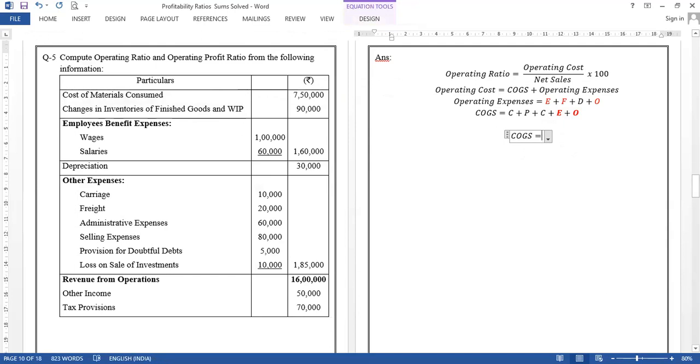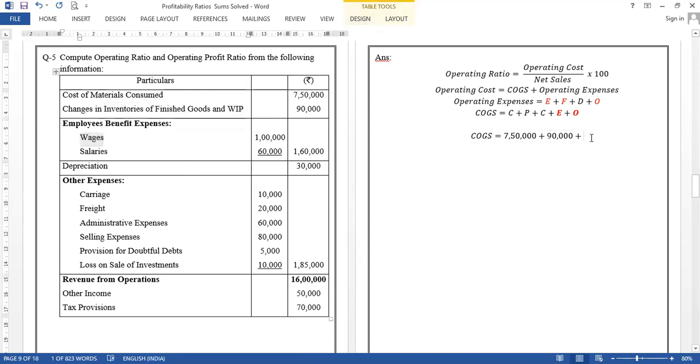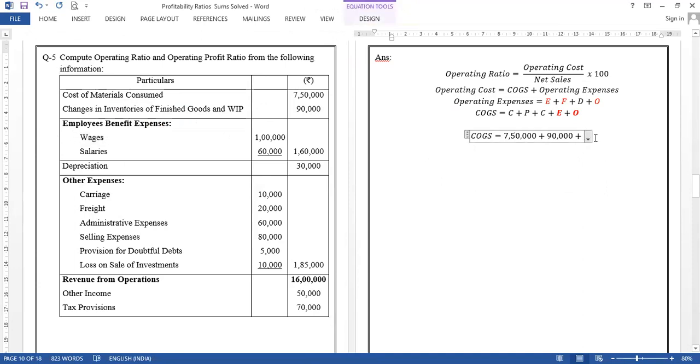Cost of material consumed can be seen as 7,50,000. Purchase of stock in trade, I don't see in the question. Changes in inventory is 90,000. Okay, so these are added. Now employee benefit expenses. In employee benefit expenses, we can see that wages is there. So I need to include wages as a part of the direct expenses. So rupees 1 lakh will be added over here.